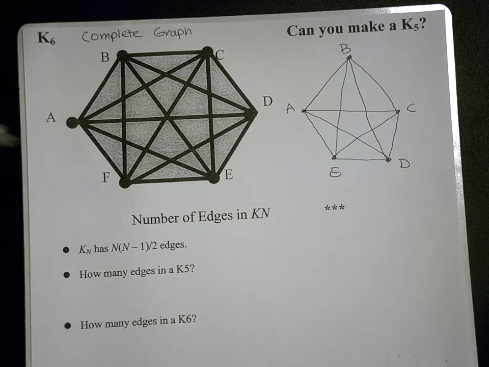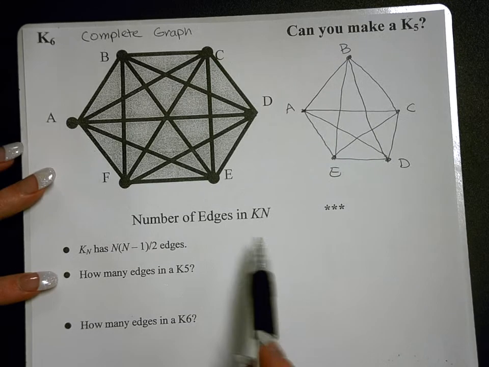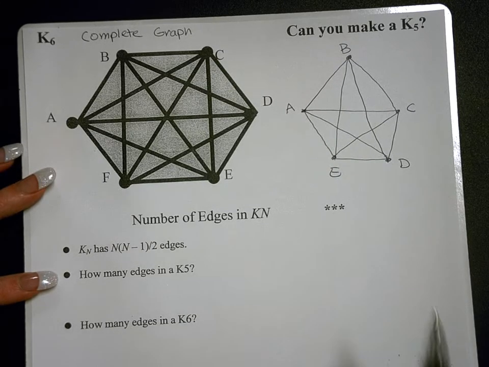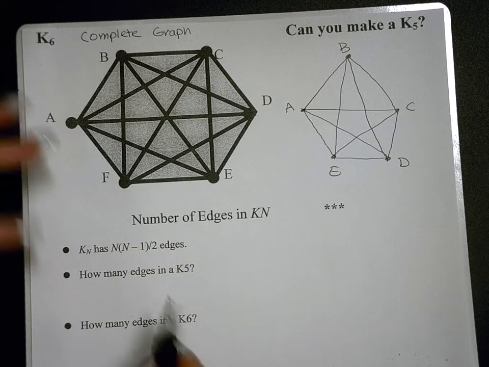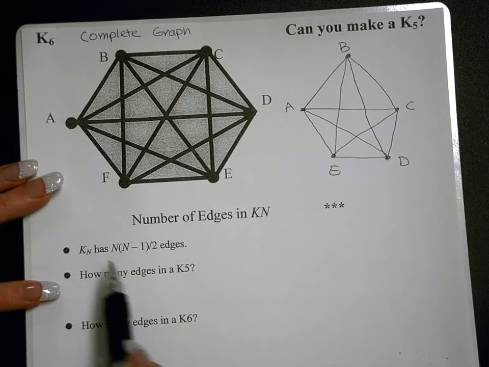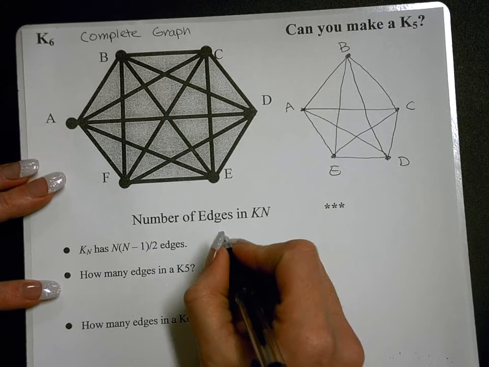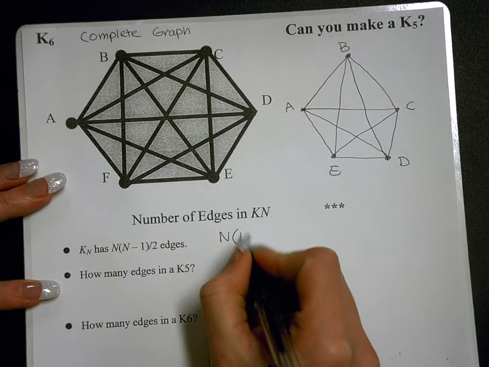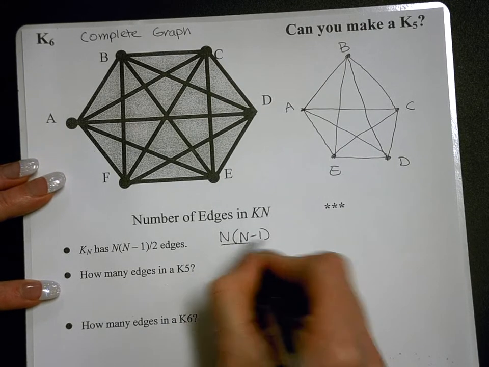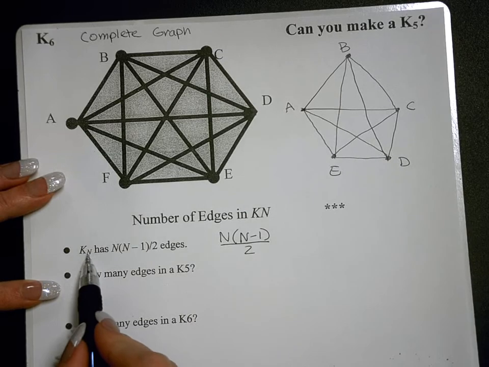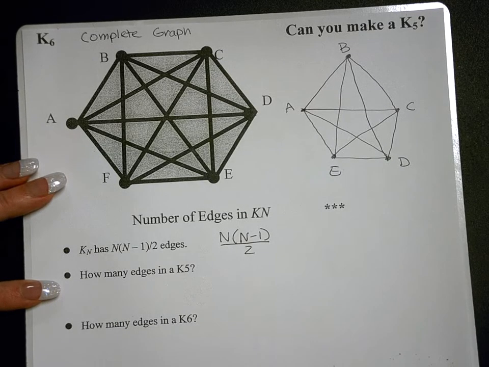Now, one thing you're going to have to do in your problem sets is find the number of edges in a complete graph. The number of edges in a complete graph is given by this formula. The formula is n multiplied by the quantity n minus 1, all over 2, for K subscript n, with n denoting how many vertices are in the complete graph.